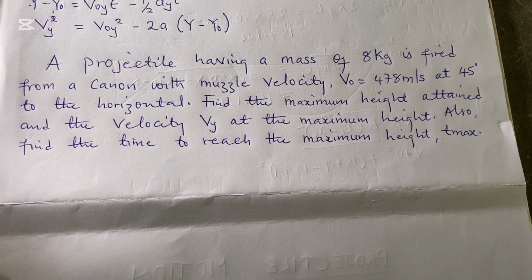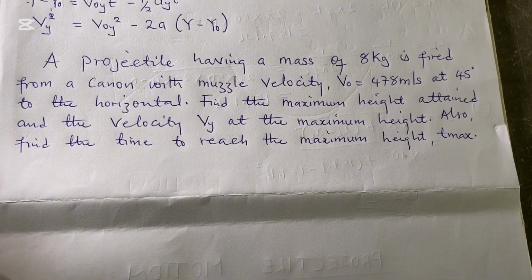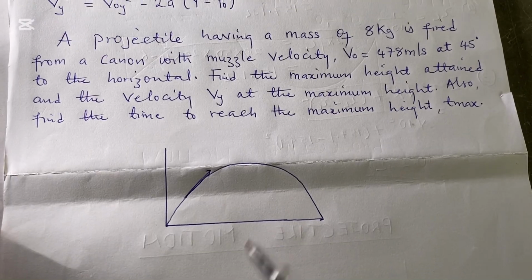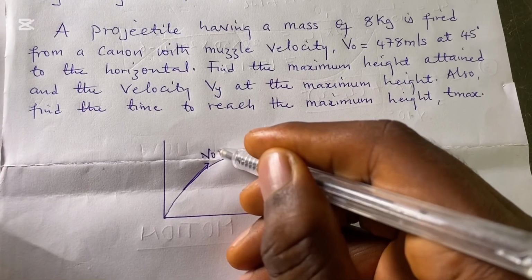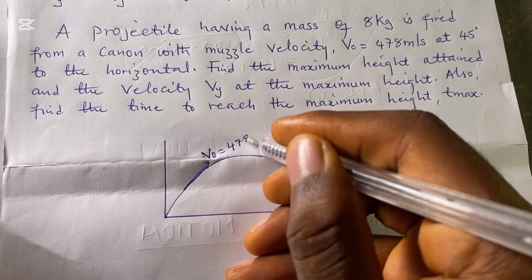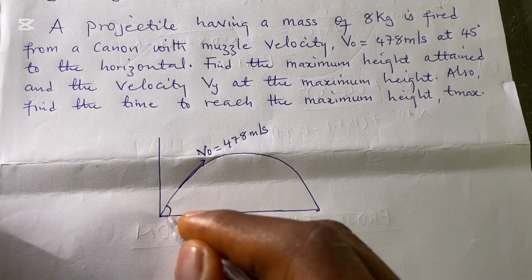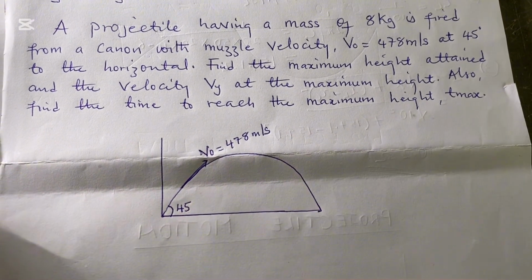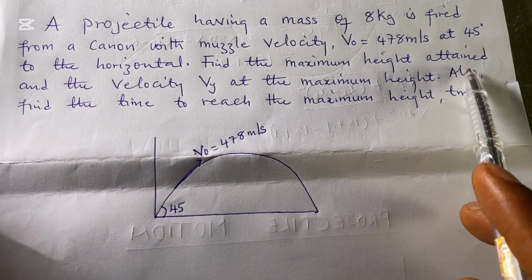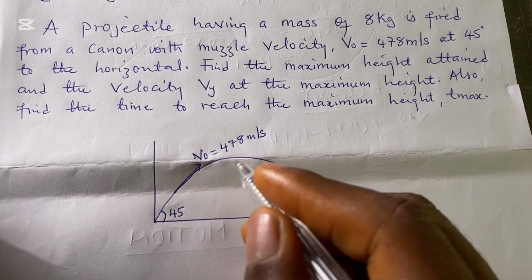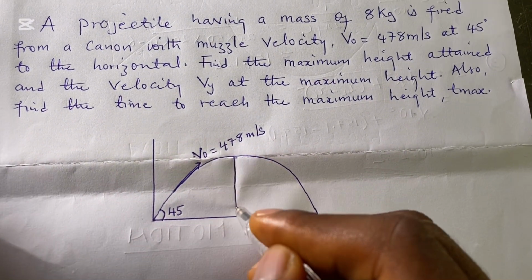First thing, you have to draw this projectile to be able to analyze it from first principles. So let's draw it. This projectile was fired with initial velocity v naught to be 478 meters per second. This angle is 45. Now we are asked to find the maximum height, which is from here. Look at the maximum height the projectile attained. That is from here to here.